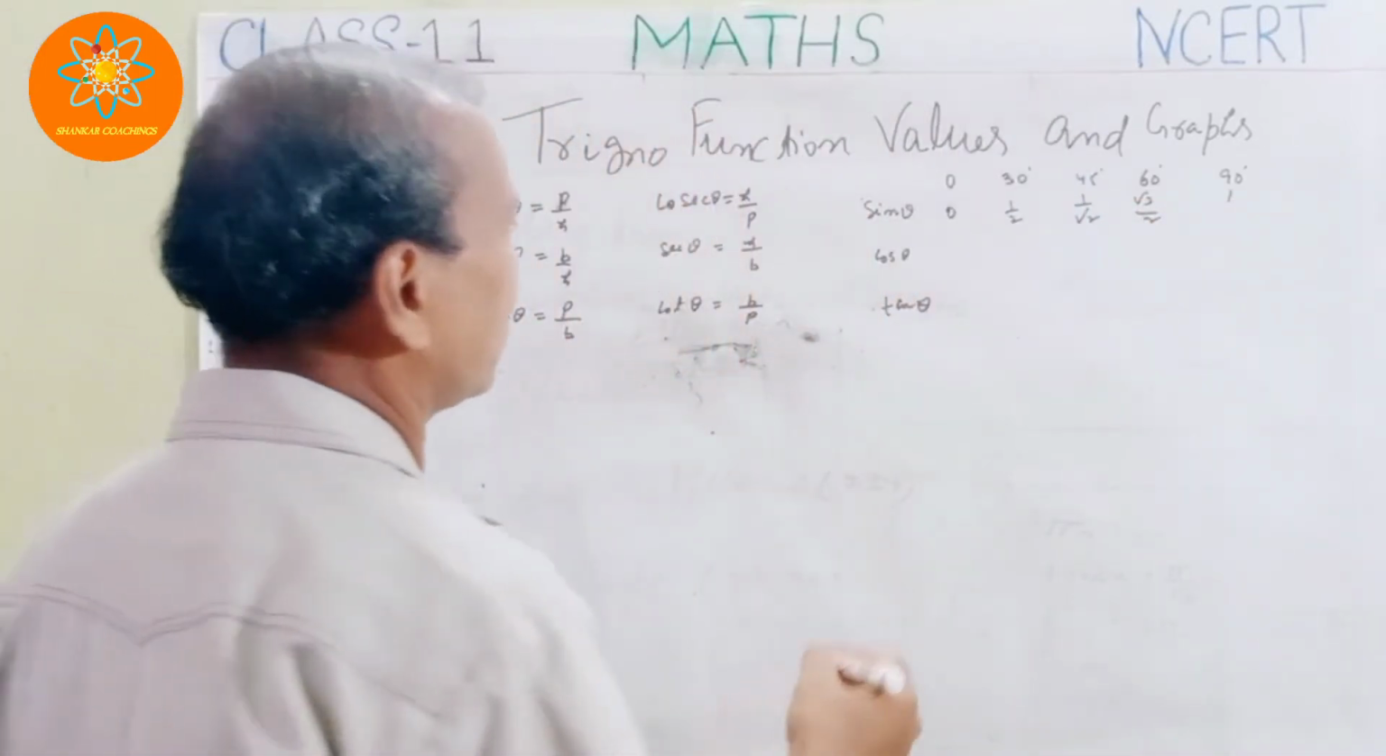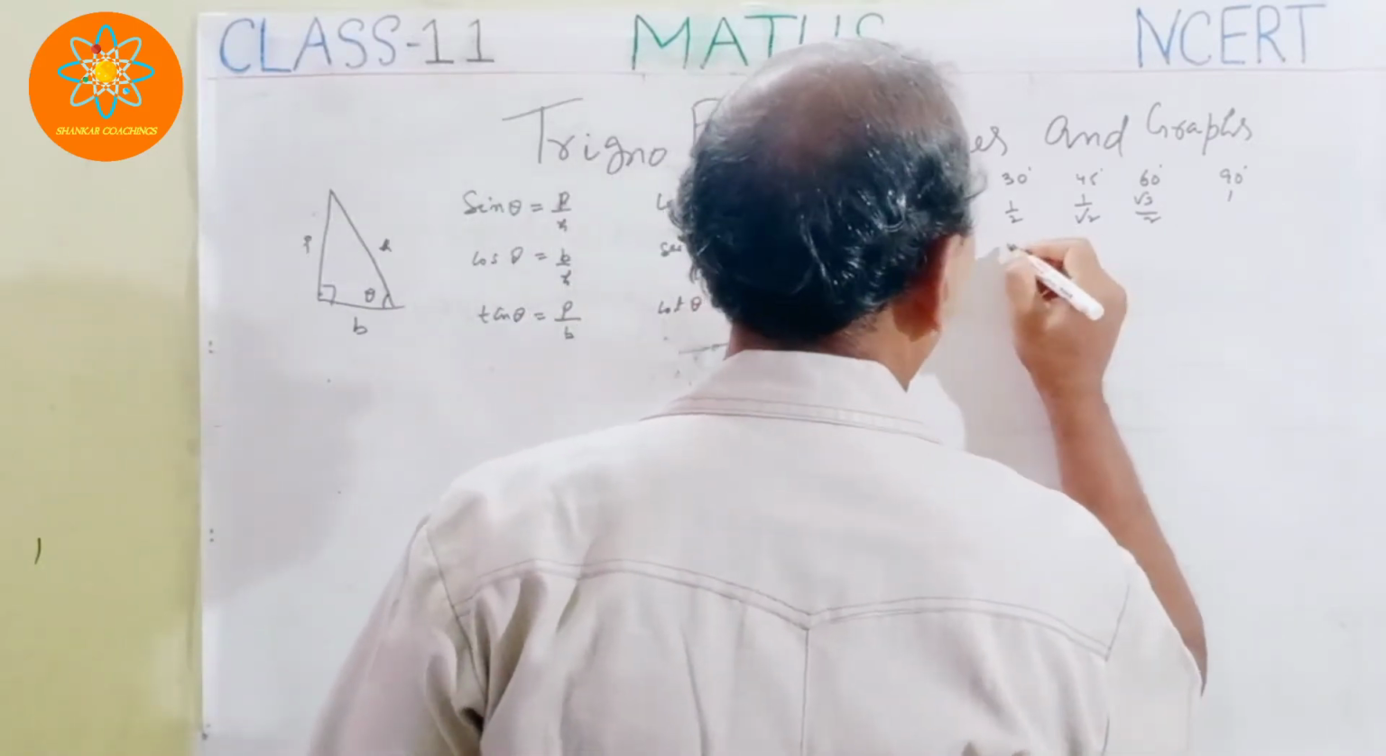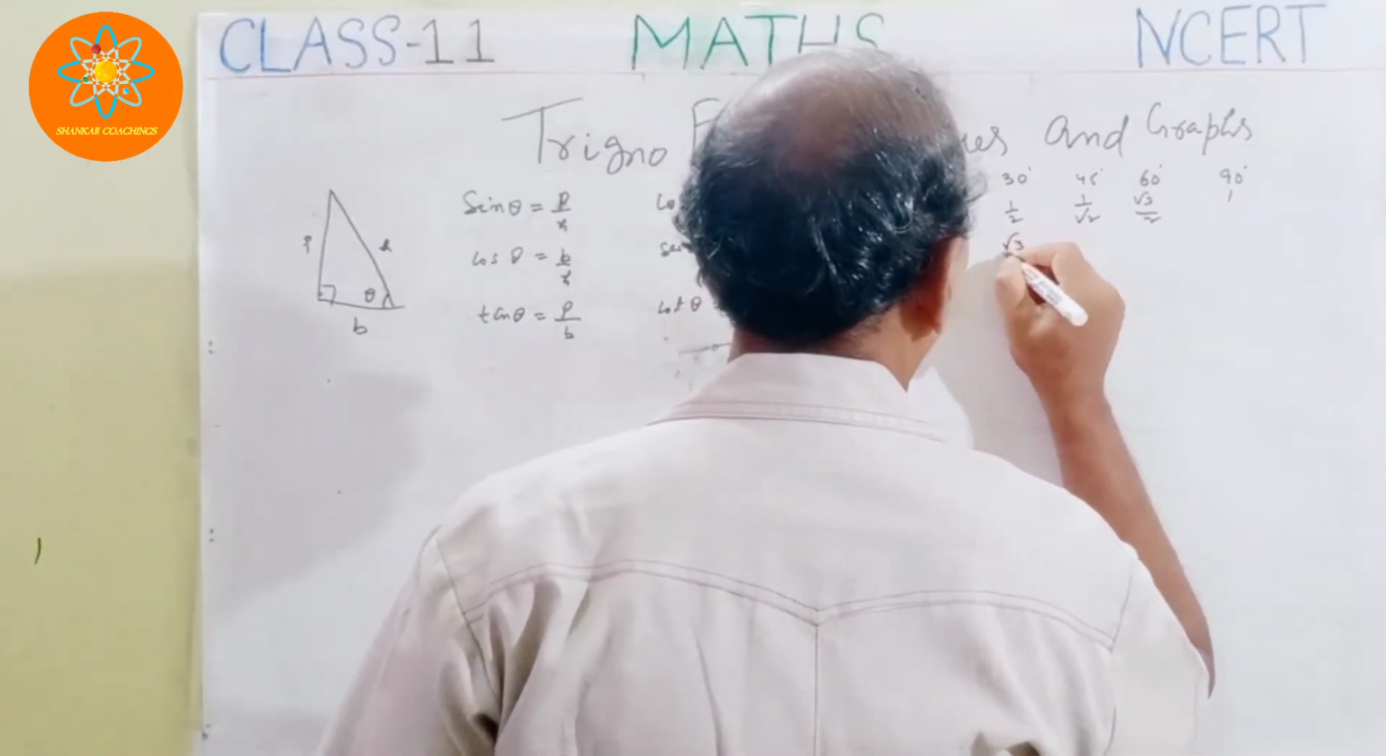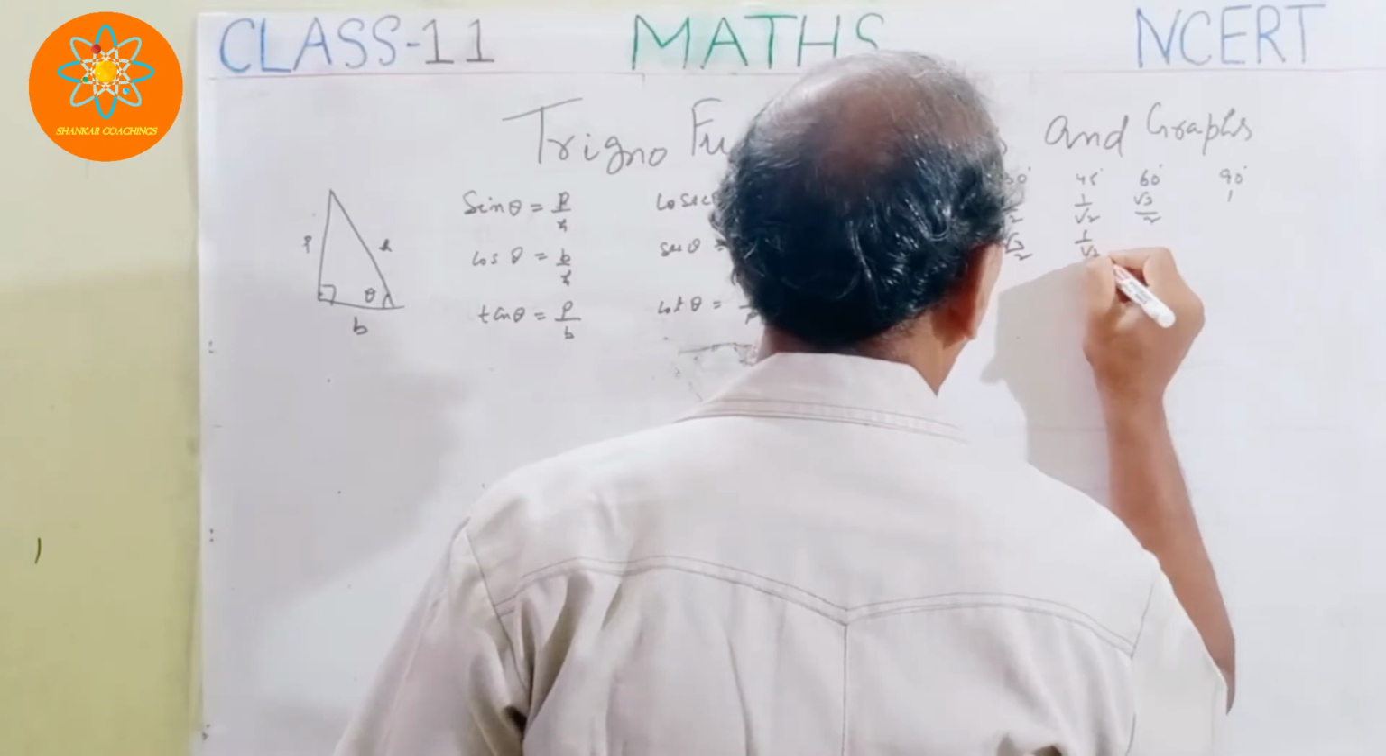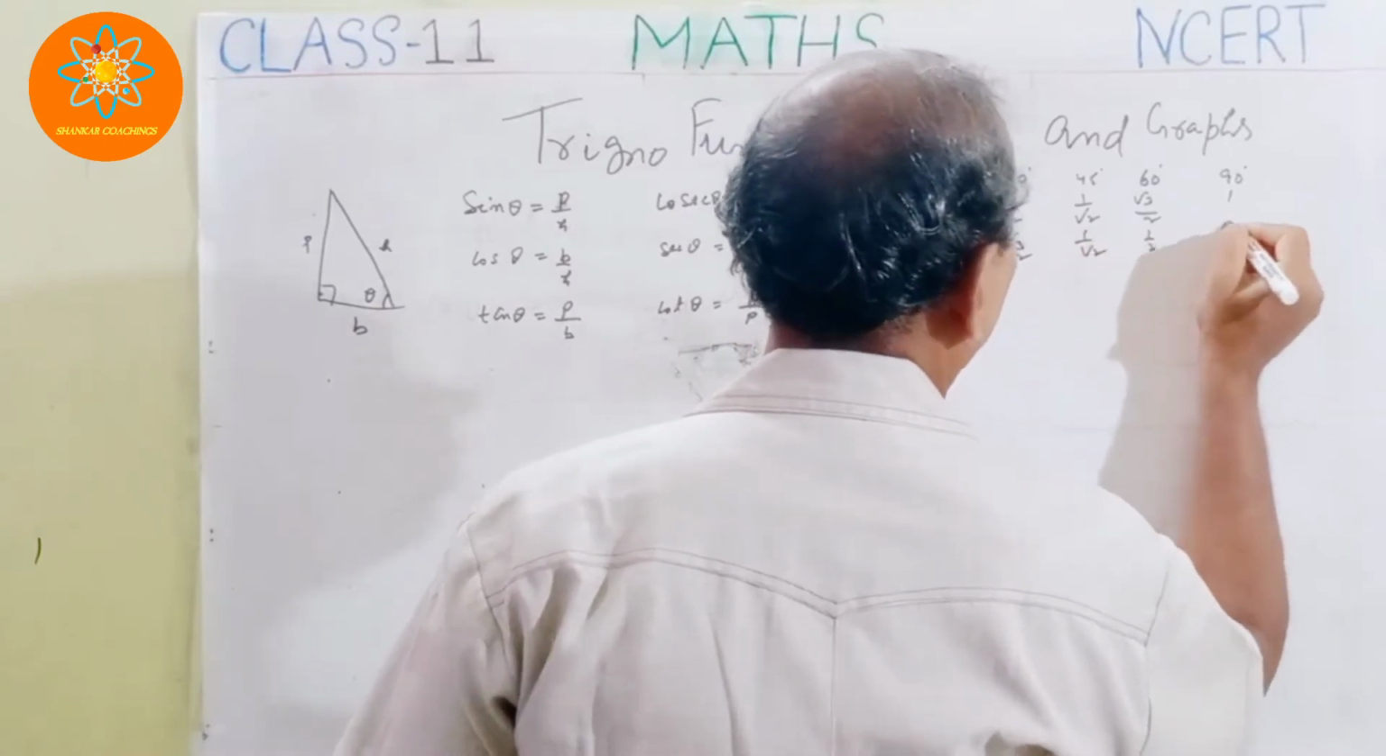And what about cos theta? That is 1, root 3 by 2, 1 by root 2, then 1 by 2, and this is 0.